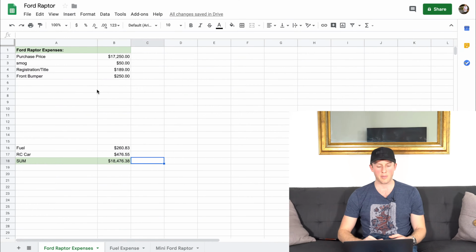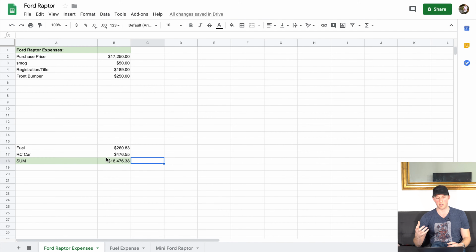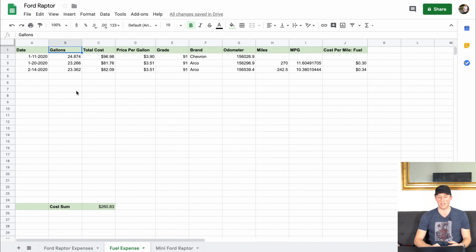Now the Ford Raptor, this is an example of a sheet that I'm putting together. I have the Ford Raptor, and I have my electric car that I use for commuting. So I have all of my Ford Raptor expenses here. I have my fuel expenses over here. And you'll notice on the far right, I have cost per mile. The reason I'm doing cost per mile is that I'm comparing it to my electric car's cost per mile so that I can give you guys an answer on how much money my electric car saves me.